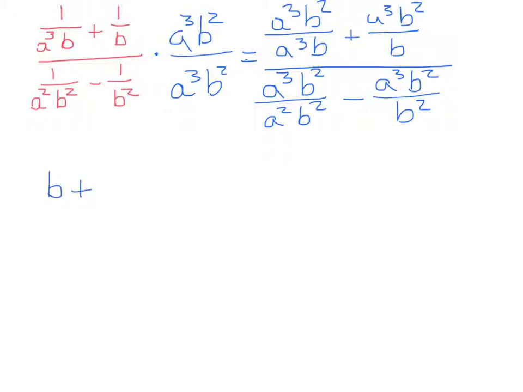plus, we move to the second one here, and this is going to be a cubed, and then one of our b's will cancel. So then we have a cubed b, and that's going to be over, going through the same process, an a minus a cubed.